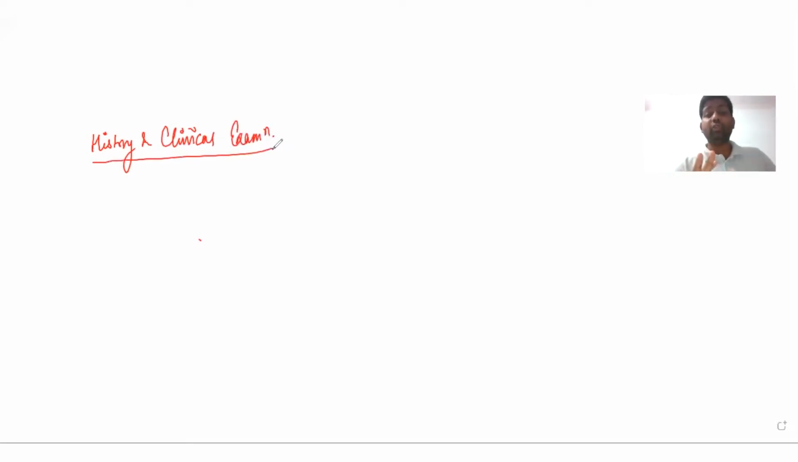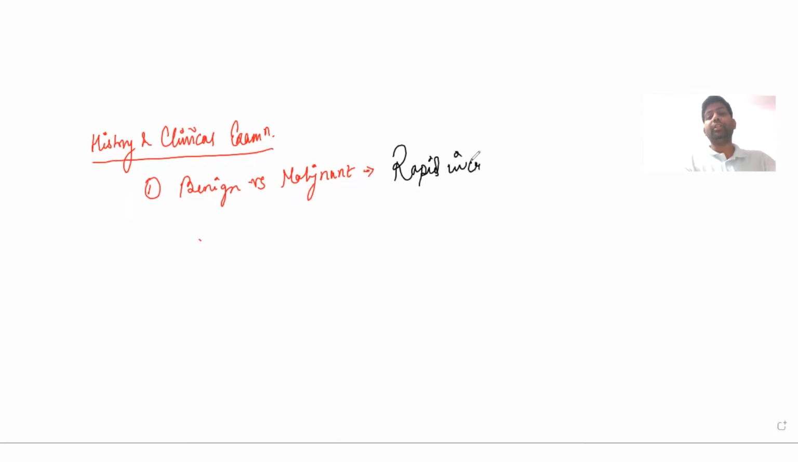The first component is history and clinical examination. Our basic purpose of taking the history is to find out whether the patient has a benign swelling or a malignant swelling. So first, benign versus malignant. Let us see how we differentiate them. We take a history of whether there has been a rapid increase in the size of the swelling, because a history of rapid increase goes in favor of a malignant lesion. Also, we ask about any other surrounding swelling in the neck, because that might suggest a lymph node. So these are very important points in the history.